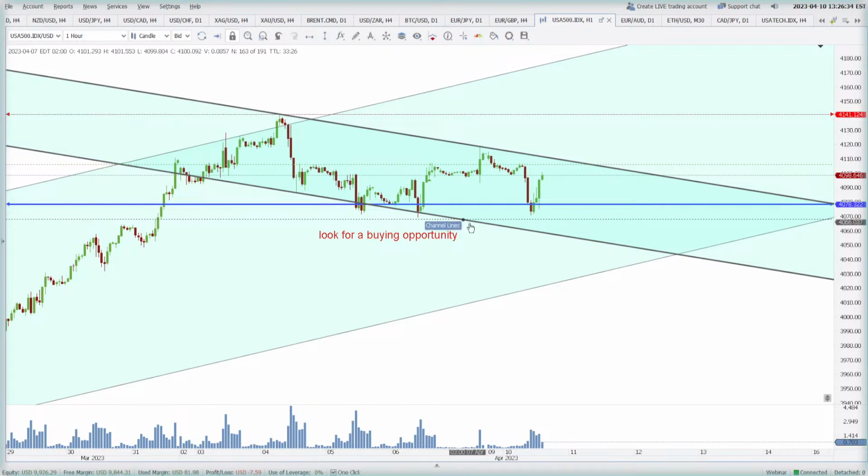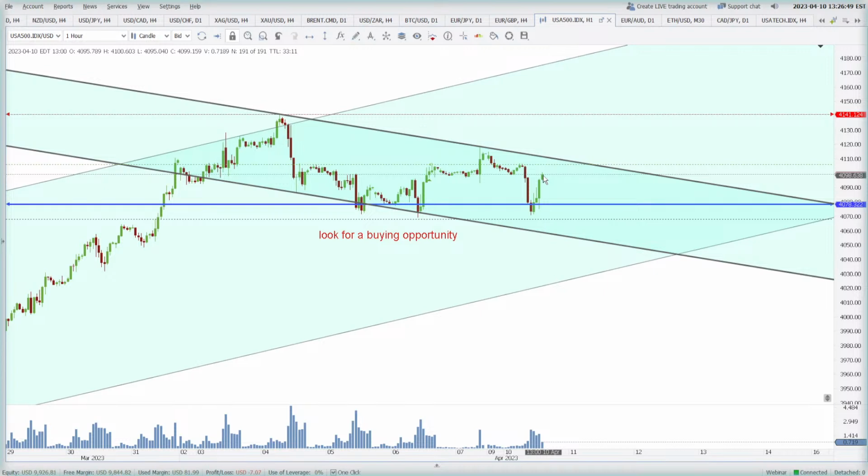Look at this. Does this make some sense to you? Somebody is buying at the lower prices. Somebody tried to sell it again in this 1 hour. Then again he came to buy it at the lower prices. So somebody is buying the USA 500.